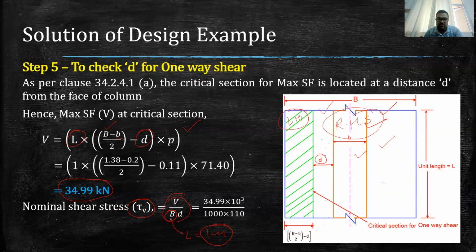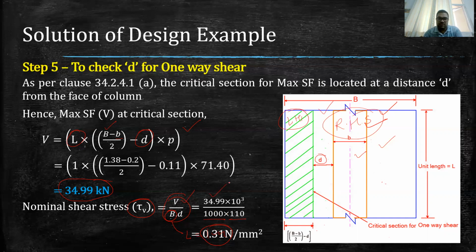So therefore here the B value will be L. So please don't confuse this. I have just written this original formula, but here we have to understand what is B. B is basically the unit length, because we are trying to find out the shear stress for unit length. We are designing this foundation for unit length. So putting the value of B as 1000 mm and D as 110, and this is the shear force.